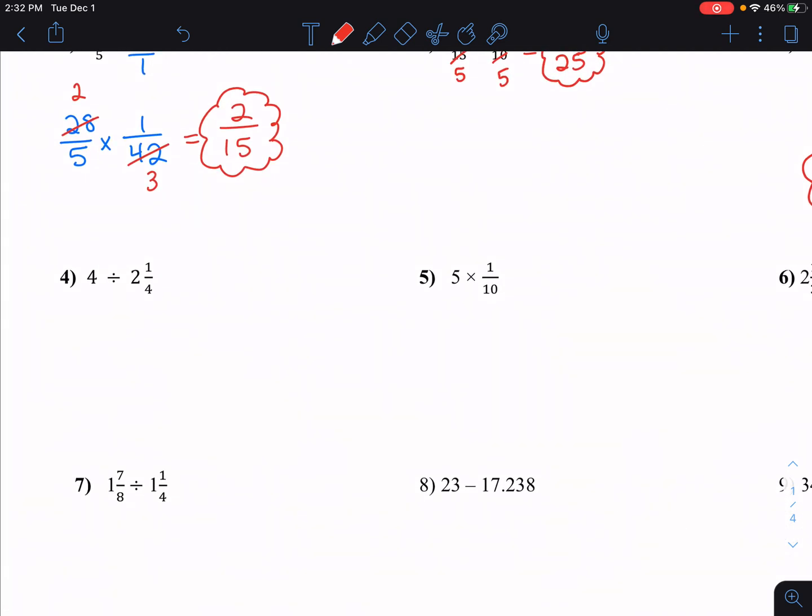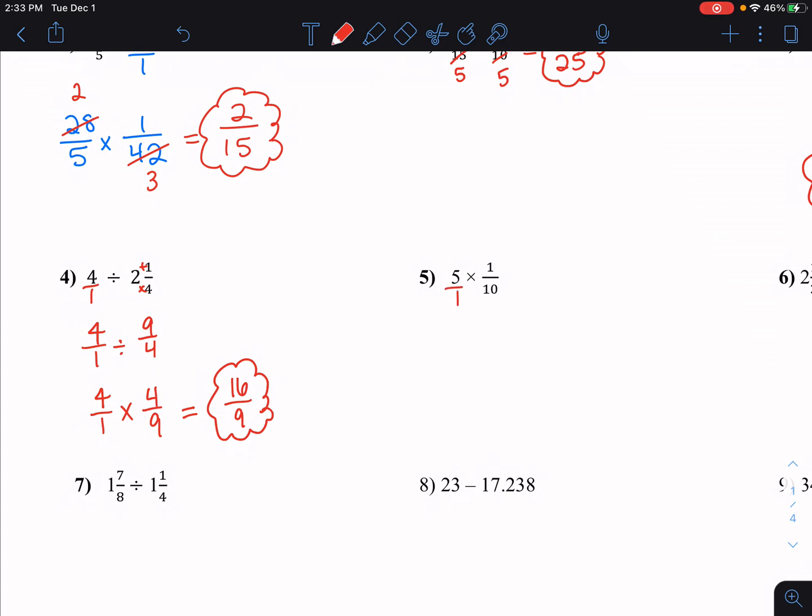I'm going to write this as 4 divided by 1, so it's going to be 4 over 1 divided by, change this to an improper fraction, so 9 over 4. Now I'm going to do my keep, change, flip. So 4 over 1 times 4 over 9 is going to be 16 over 9. No cross-canceling possible.